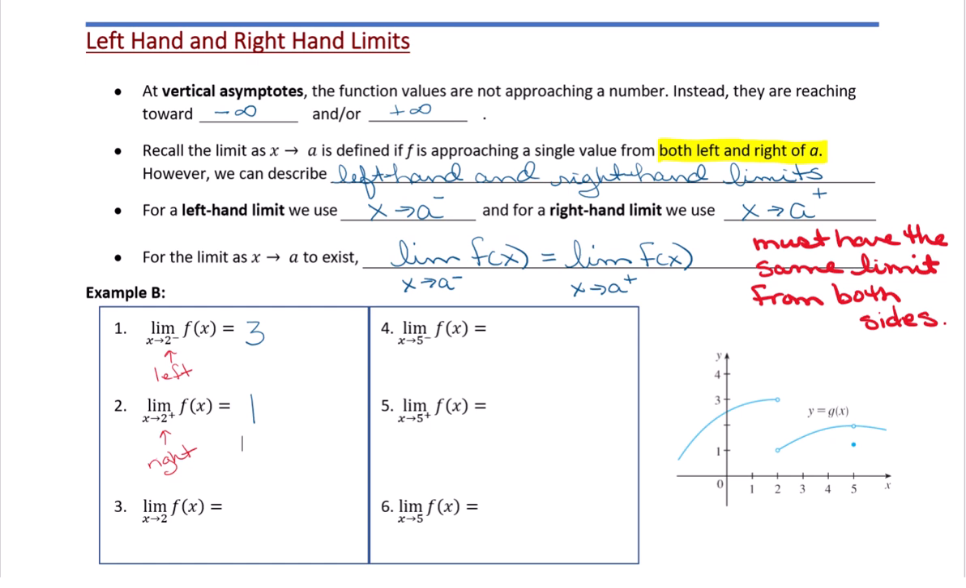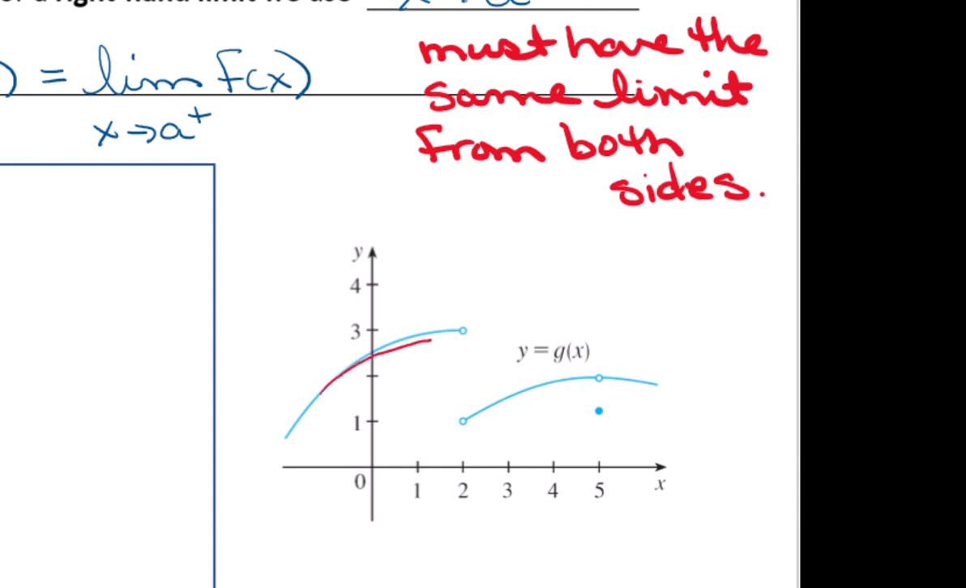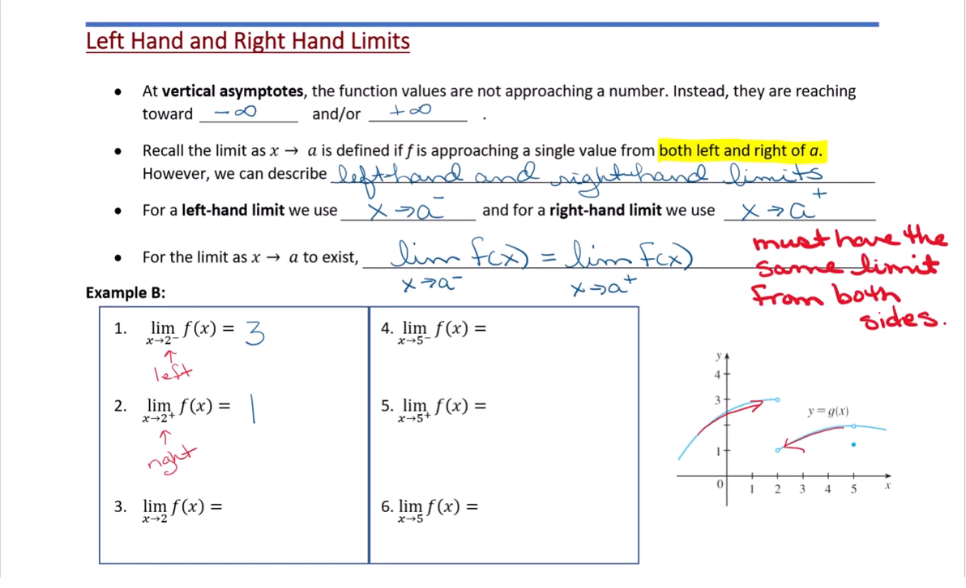So in part 3, they're asking us just for the limit as x approaches 2. Remember that in order for that to exist, it has to approach the same y value from the left as it does from the right. So we would say that this limit DNE, or does not exist.